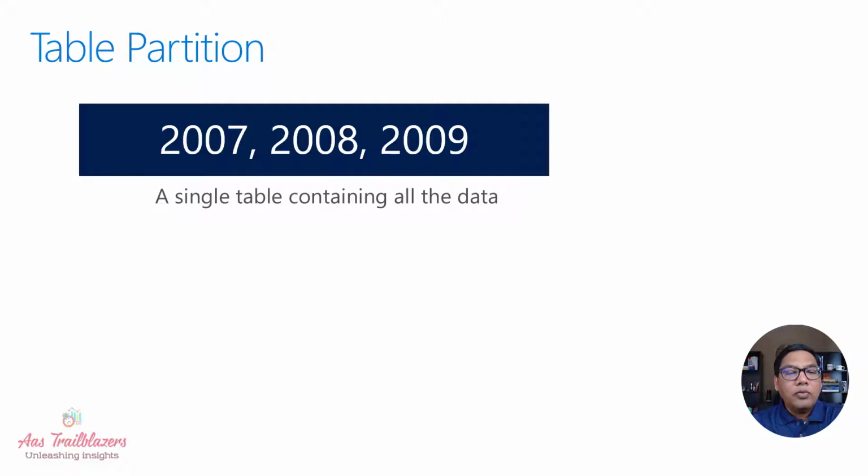And even though we are querying the data for 2009, the queries are going to touch the data for the entire table before they can apply the filter to filter out the data for 2009. So that's where the query performance is not optimized. That's how the query performance is impacted if we have a very large table with all the data accumulated in a single table with no partition.